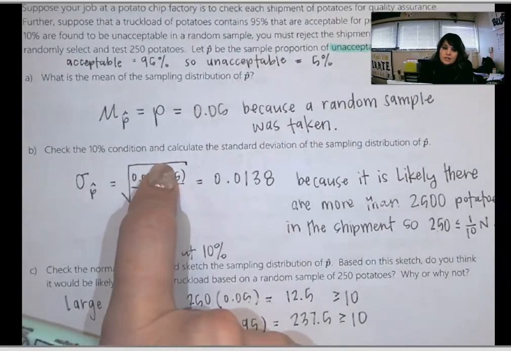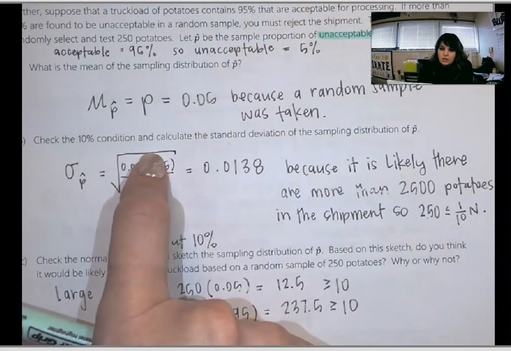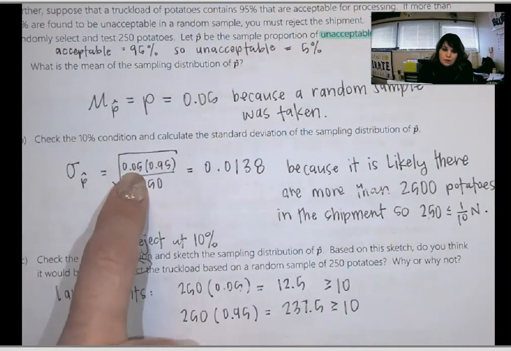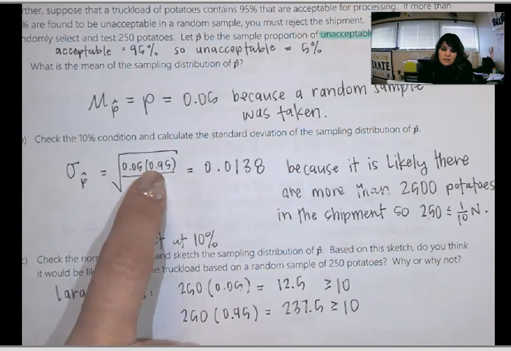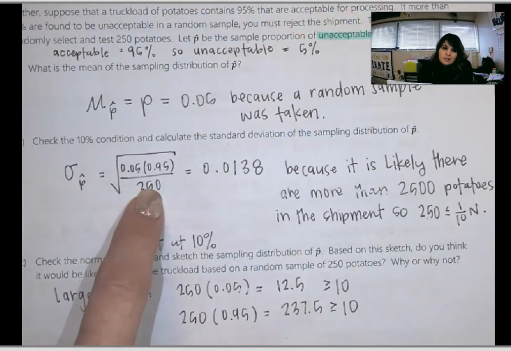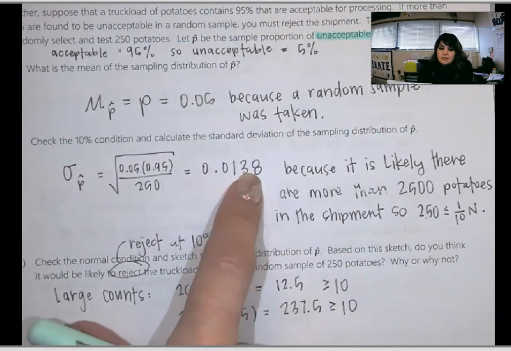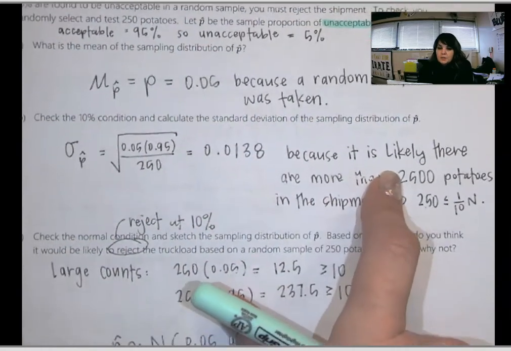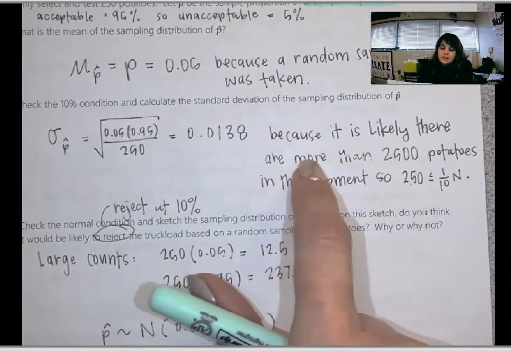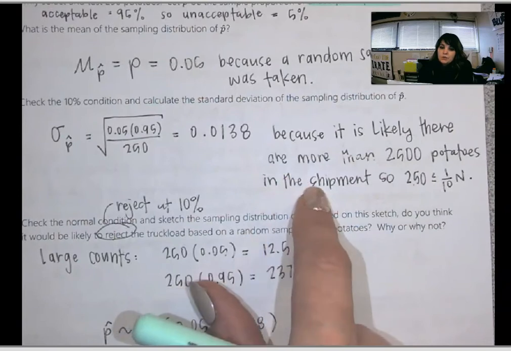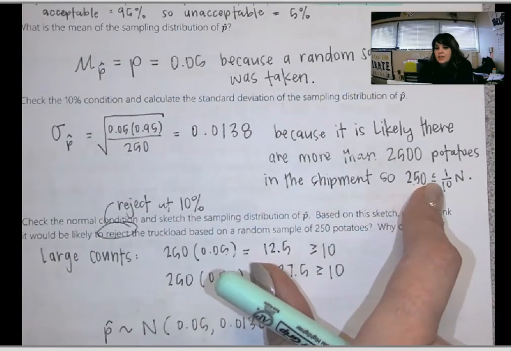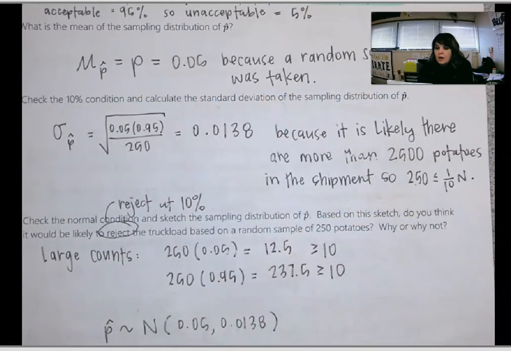Check the 10% condition and calculate the standard deviation of the sampling distribution. So plugging that into our formula, P is 5%, 1 minus P is 95%, and our sample size is the randomly selected 250 potatoes. This gives us a standard deviation of 0.0138. And then I'm explaining we can calculate this because it is likely that there are more than 2,500 potatoes in the shipment. So 250 potatoes is less than or equal to 1/10 of the population.